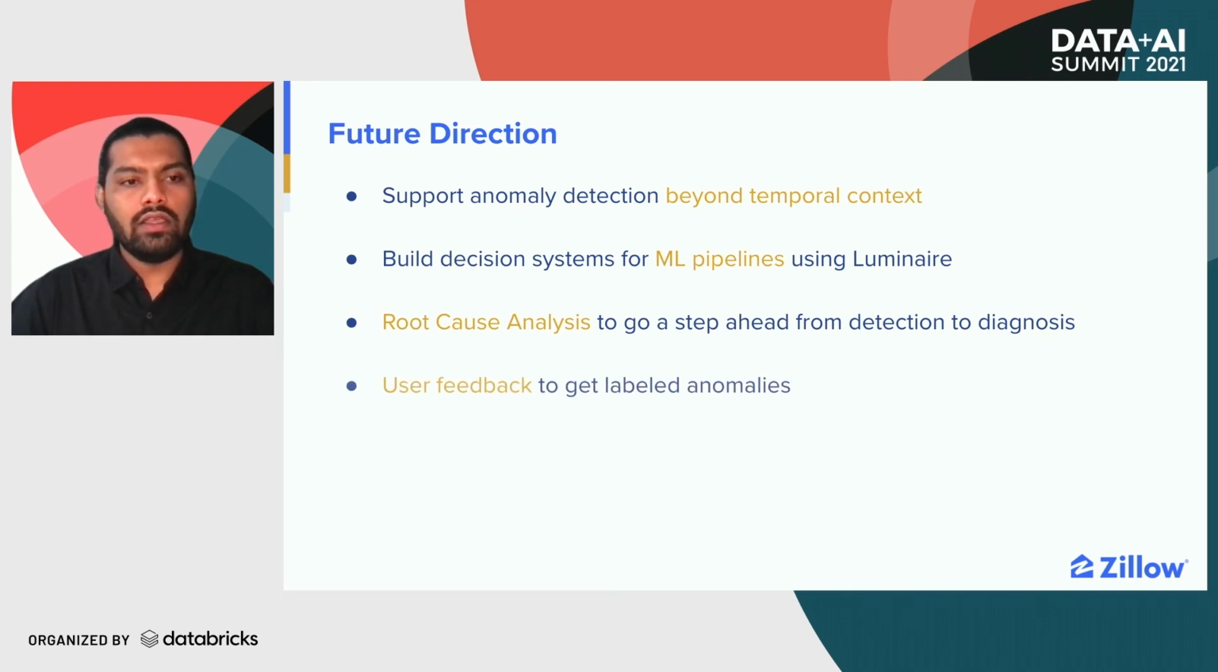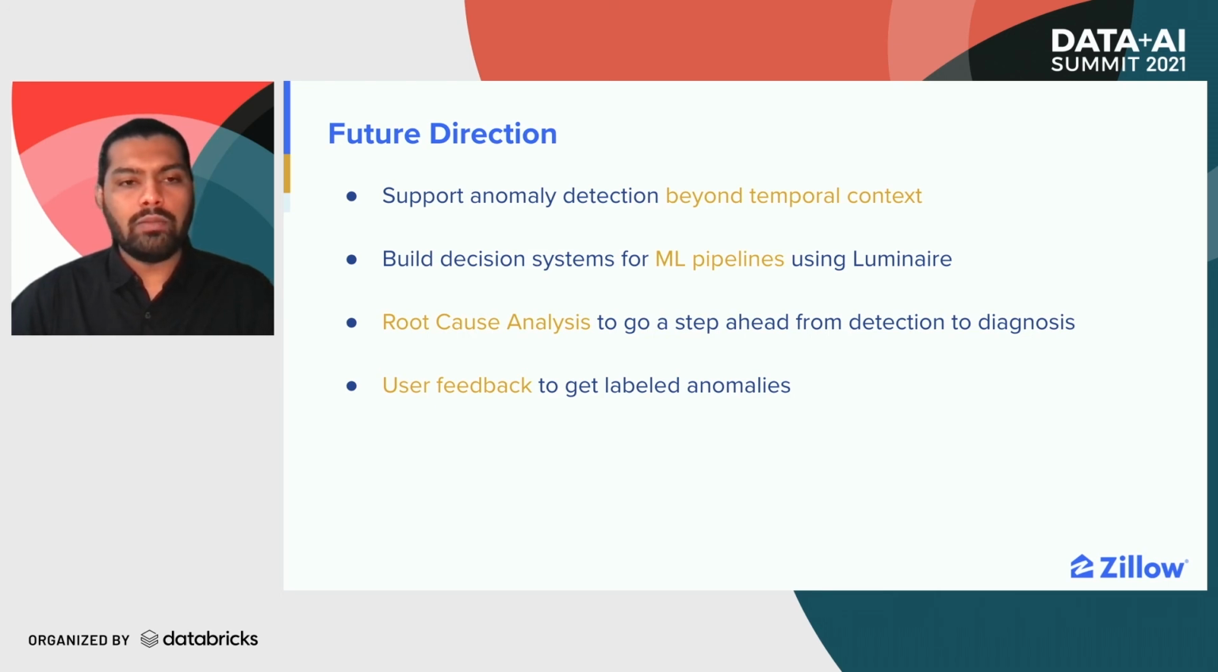And at the end, as Sayan mentioned, for some of the problems or anomalies that happen, the user might have more feedback or understanding on why this is an anomaly. So we want to also incorporate user feedback to get that labeled information.